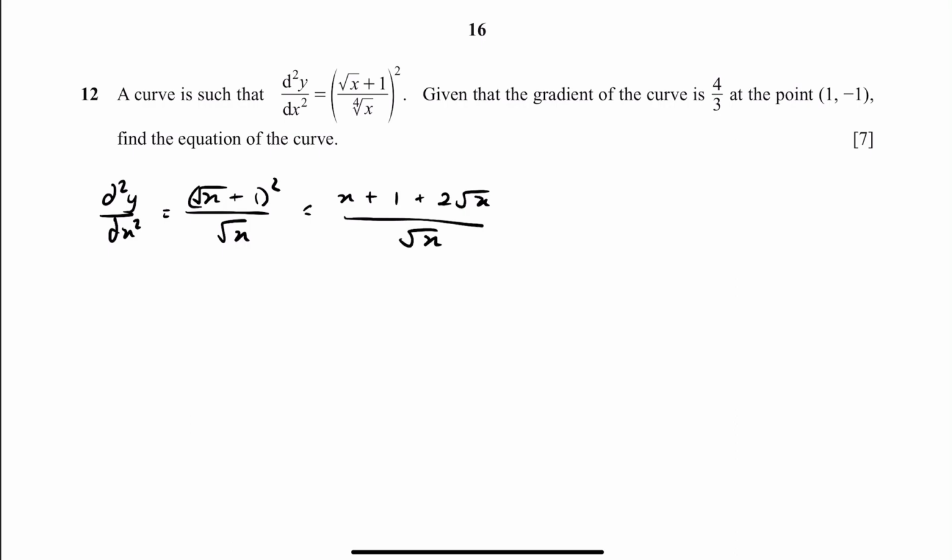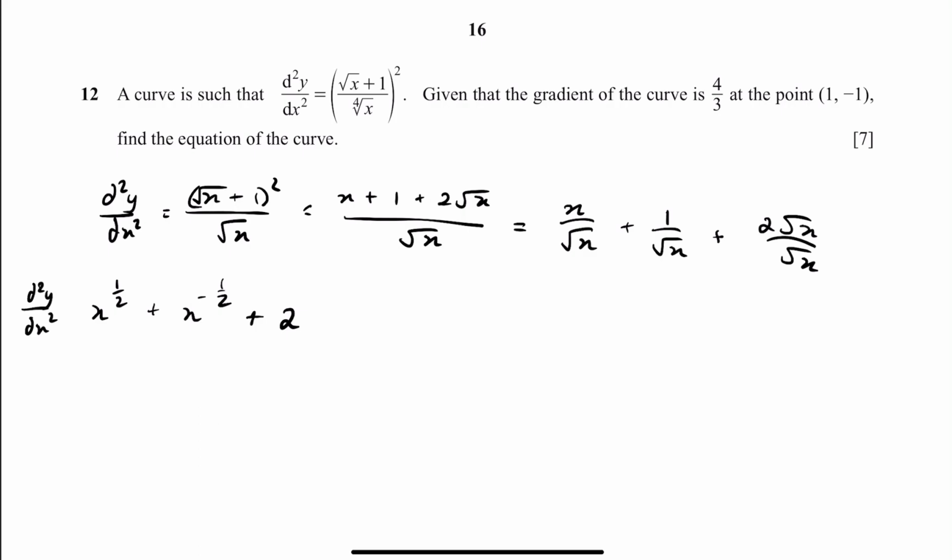And let's just break this down. So we can write this as x over root x plus 1 over root x plus 2 root x over root x. That just makes it easier. So with this first term, we can see x over root x is actually equal to root x. So I'm going to write this as x to the power of half. That just makes it easier when you're integrating. Then 1 over root x is the same thing as x to the power of negative half. And then 2 root x over root x is the same as just 2. So that's going to be the expression we have for d squared y over dx squared.